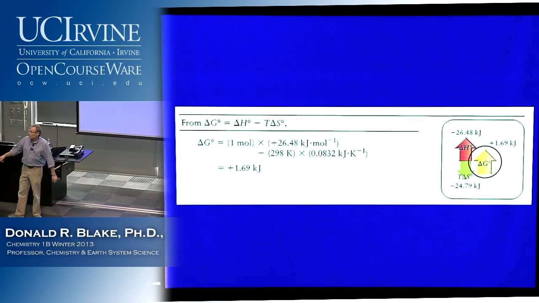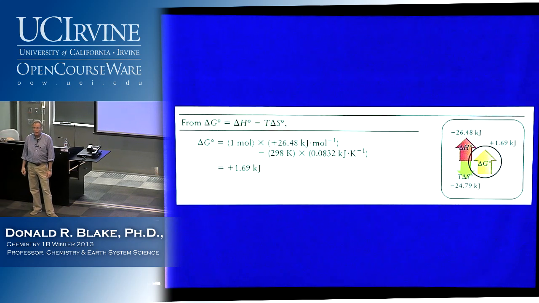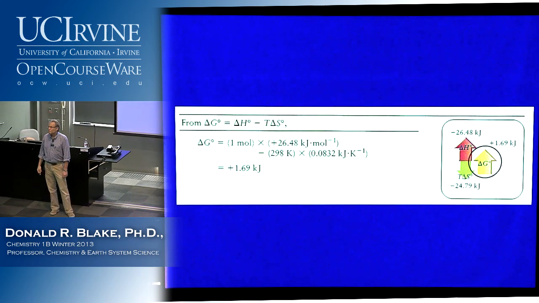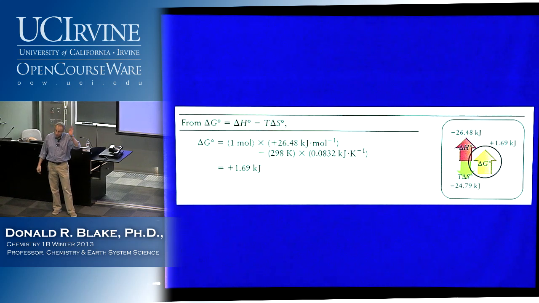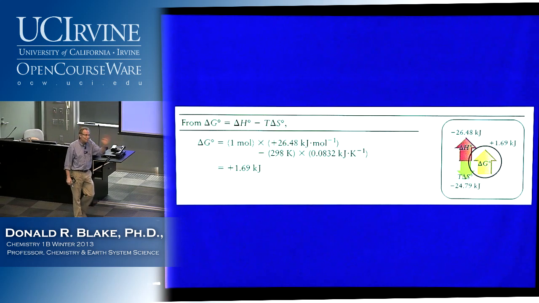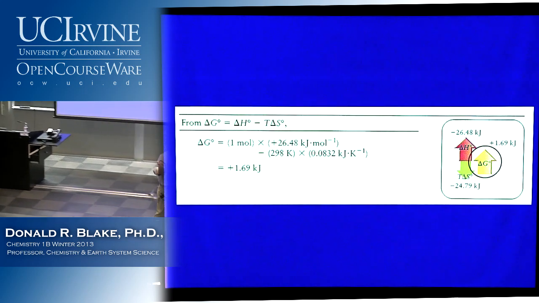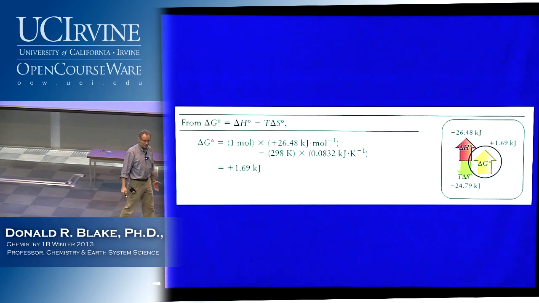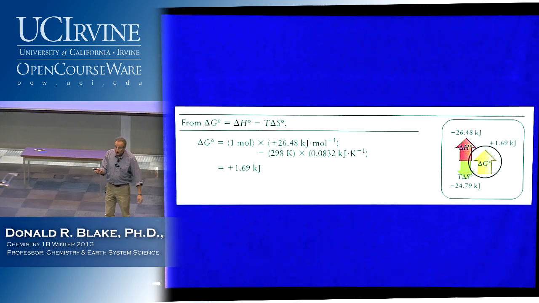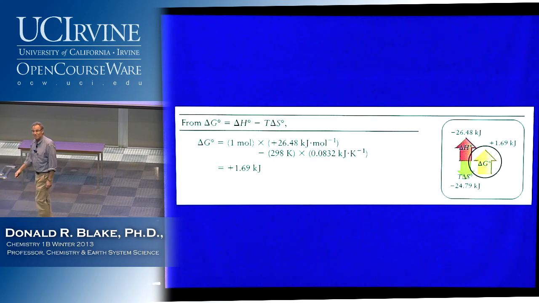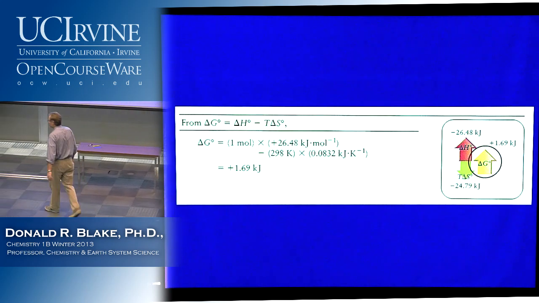So, is delta G positive or negative? Is it going to be spontaneous? No. You can look right at this number and say absolutely not spontaneous. Just like an ice cube at 10 degrees below 0 is not going to melt. Or water at 10 degrees above 0 is not going to become an ice cube.